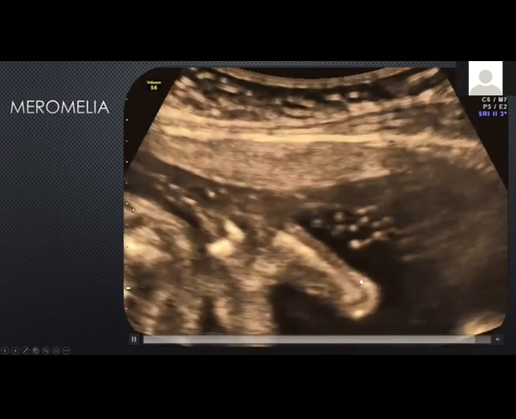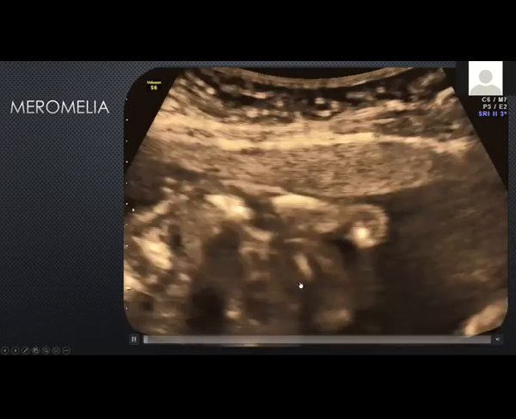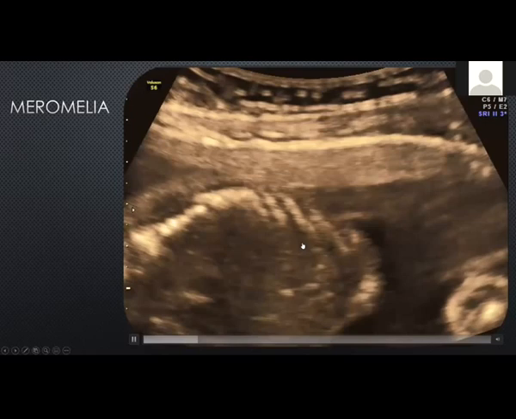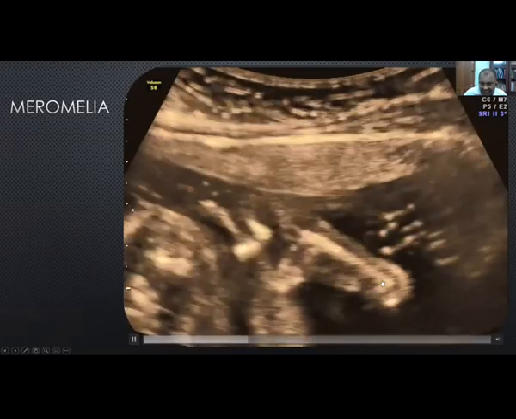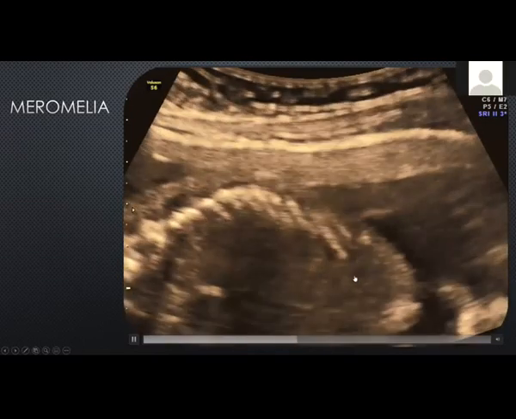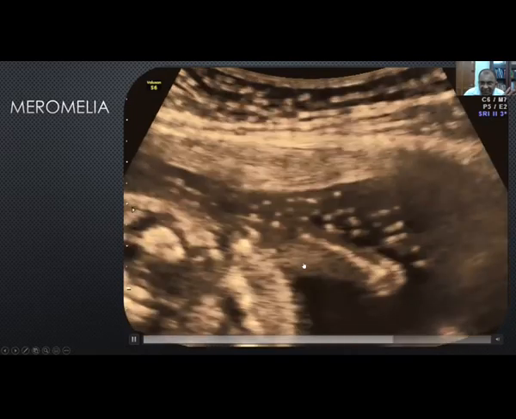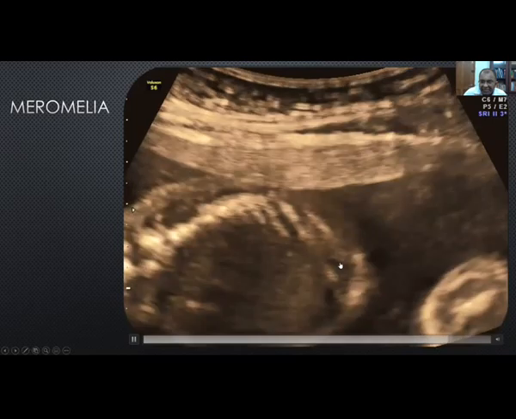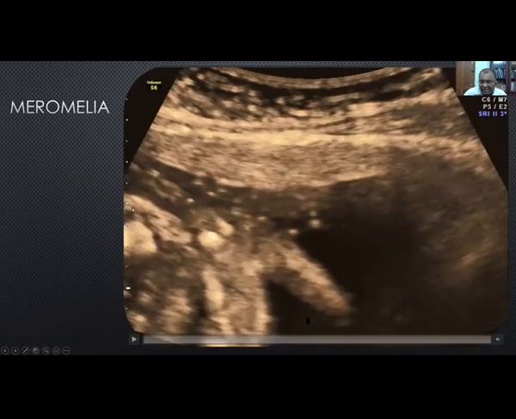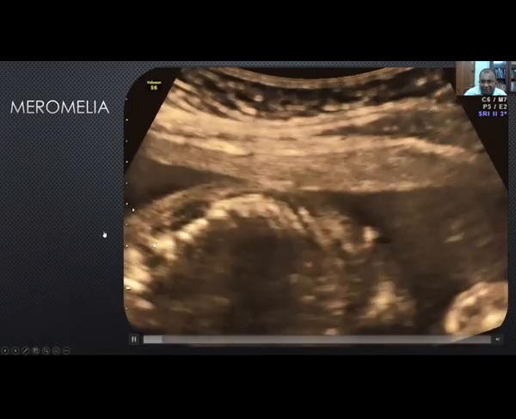With the level of the area, the mid segment of the upper limb is missing. Meromelia is absence of one segment. 3 segments in the limbs you need to look for, and here the middle segment is absent.